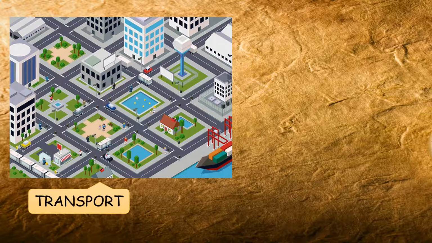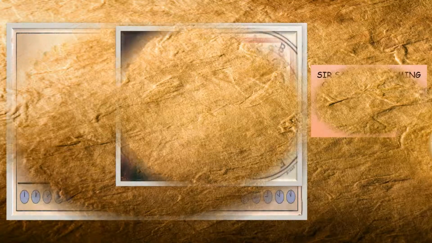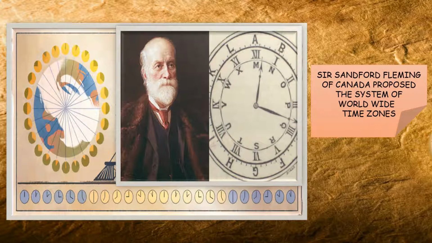As man started growing and developing in various sectors, the expansion of transport and communication systems as well as trade globalization during the 19th century created a need for a more unified timekeeping system. It helped people across the world to maintain the same time zone. Students, did you know an interesting thing? In 1878, Sir Sandford Fleming of Canada proposed the system of worldwide time zones that we all use today.